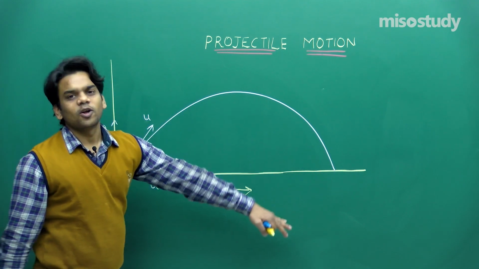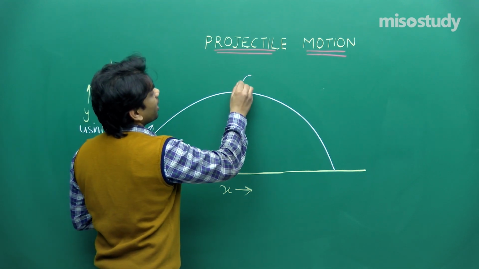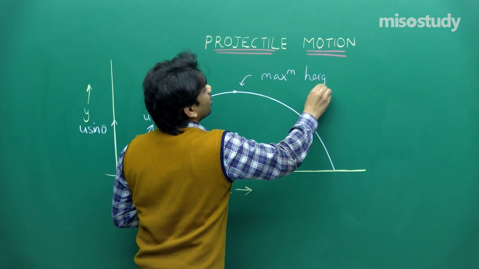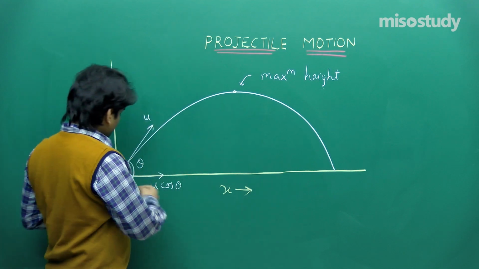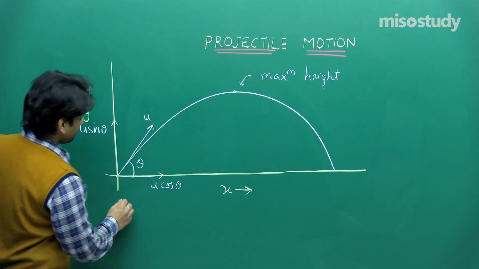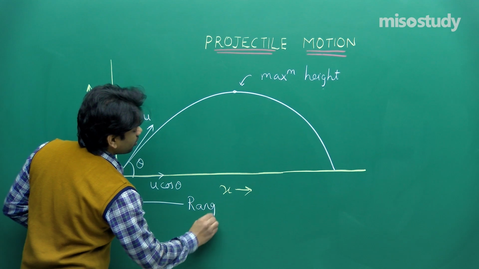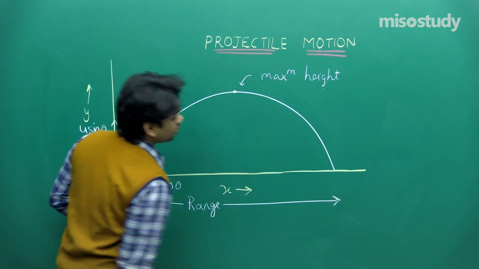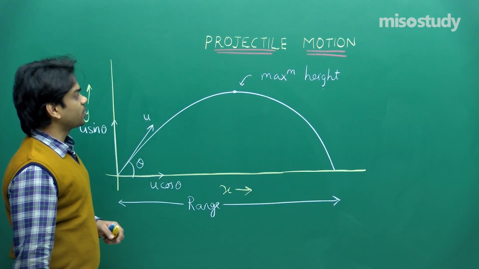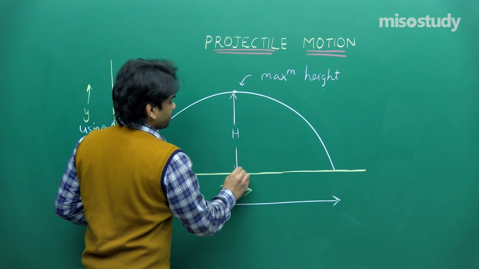Now the particle is moving along this path. This point is the point of maximum height, or the highest point. When it reaches the ground once again, this will be the maximum horizontal displacement, or we can say this is the range of the particle, the maximum horizontal displacement during its journey. We can write the maximum height as h.